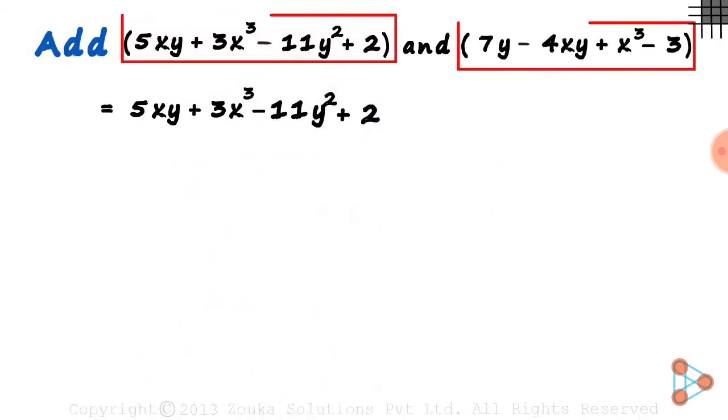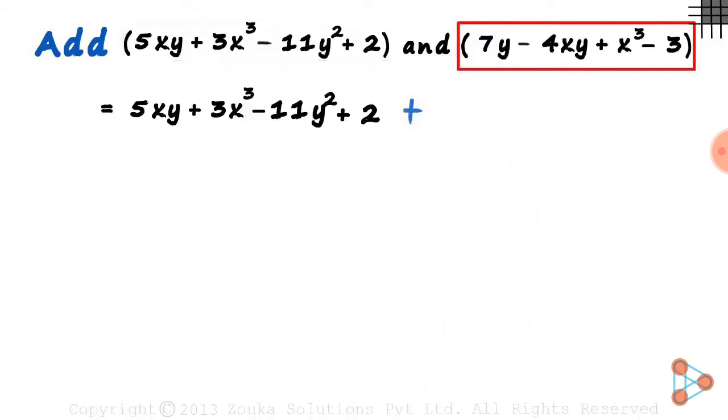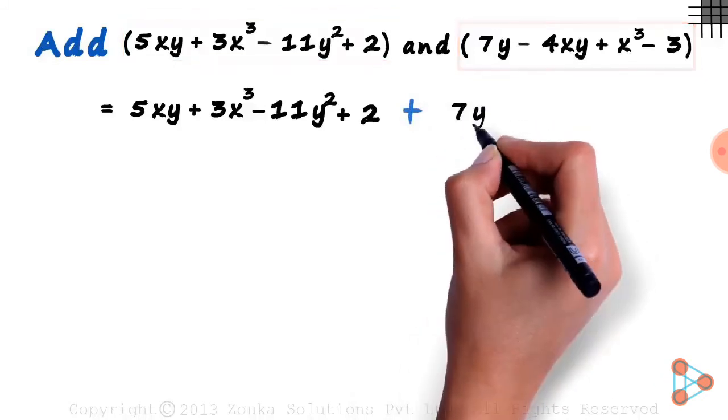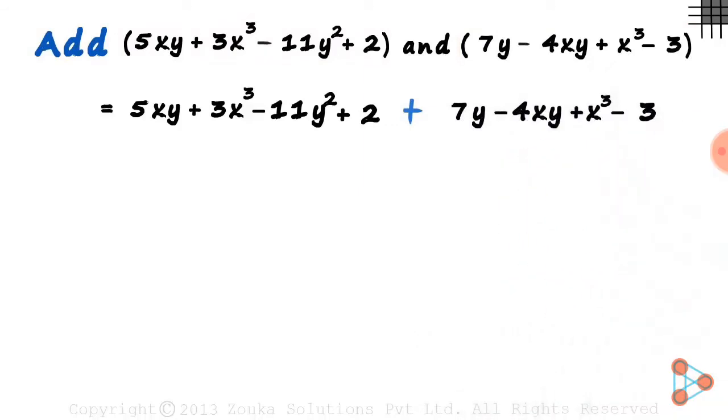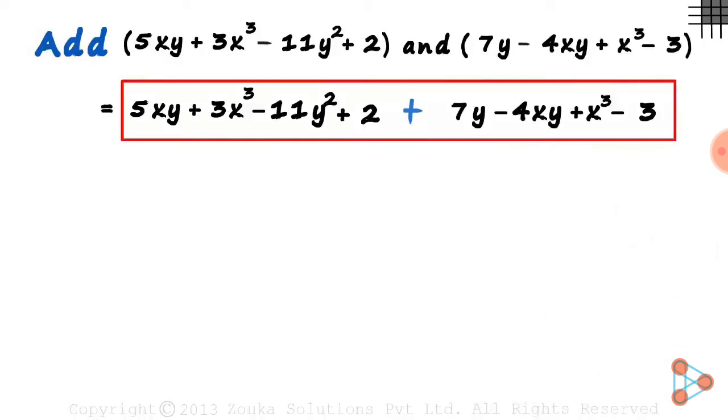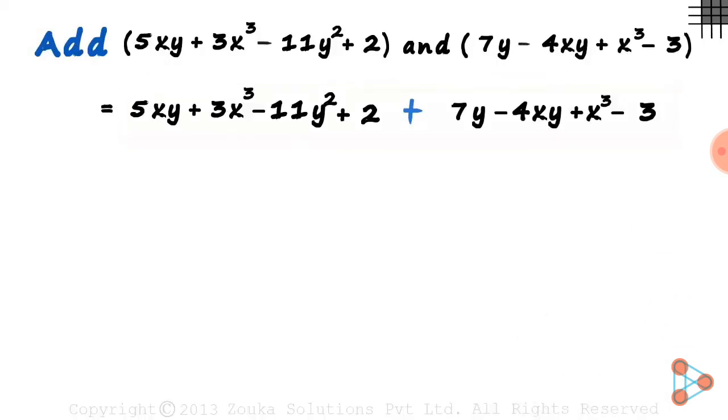We have to add these two expressions. So we put a plus sign here and write the second expression as is. 7y minus 4xy plus x cubed minus 3. This looks familiar. The first step now should be to group like terms.